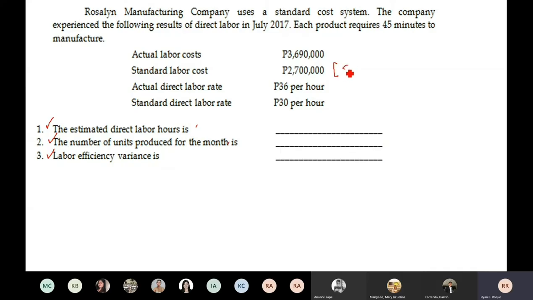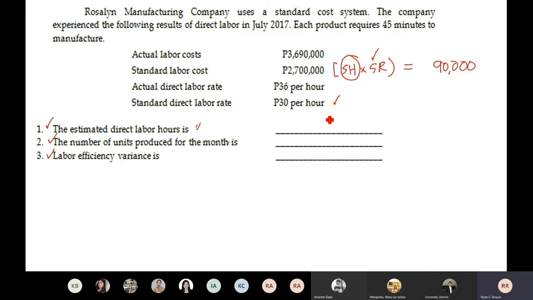Standard labor cost, because that is equal to standard hours times the standard rate. Meron kang standard rate na 30, so you can get your standard hours. So from here, anong standard hours natin? 90,000. Okay? Sometimes, madali lang naman yung exam. Huwag lang tayo mag-overthink. You just have to look kung ano lang kailangan mo. Minsan, ang dami-daming data. Dapat alam natin kung anong hinahanap lang natin.